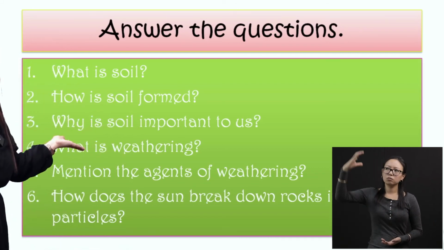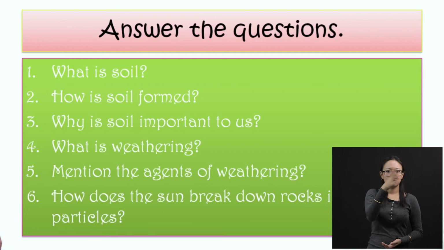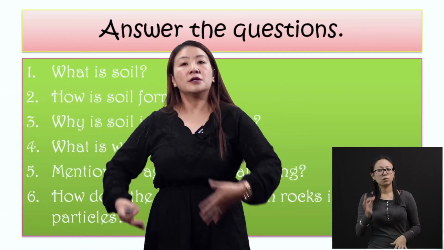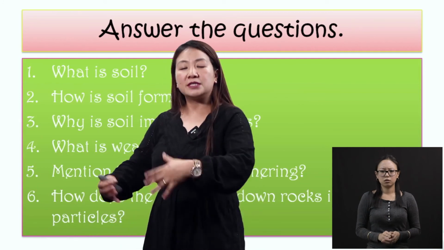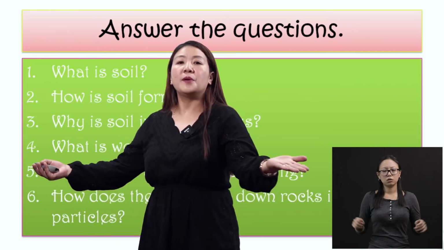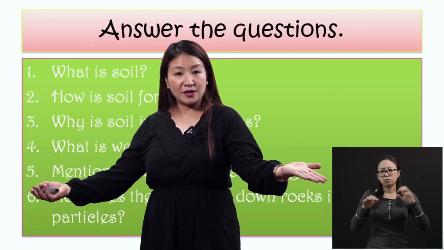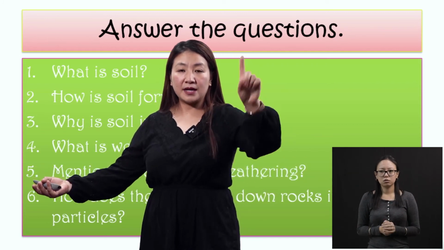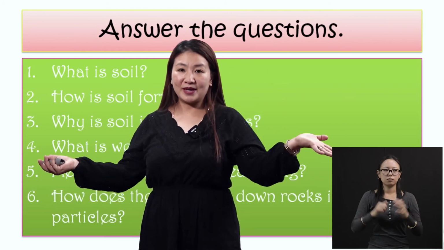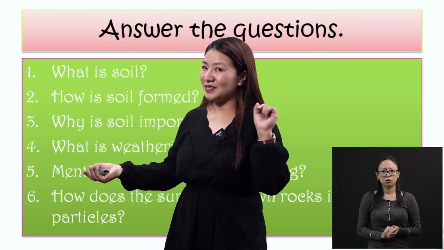Why is soil important to us? The third question. Why is soil important to us? Soil is important to us because plants grow on soil, animals depend on plants, and we depend on plants and animals. So soil is very important. Without the soil, there are no plants. Without the plants, there will be no animals. Without plants and animals, no human beings. That is why soil is very important.